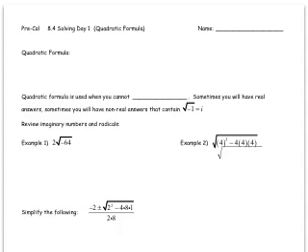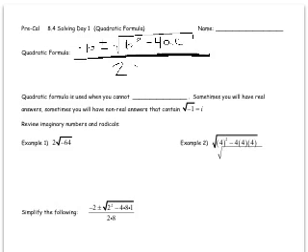You cannot always factor quadratics. So when you cannot factor quadratics, you don't have a choice, you must use the quadratic formula. So let's just write out what the quadratic formula is: x equals negative b plus or minus the square root of b squared minus 4ac, all over 2a.